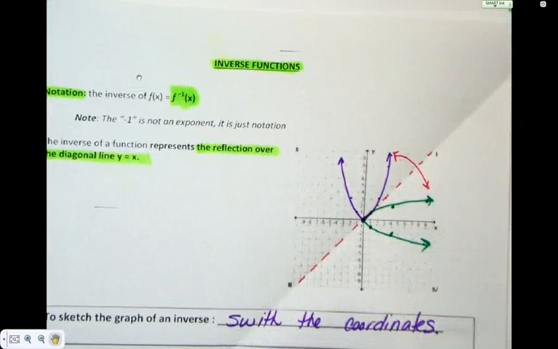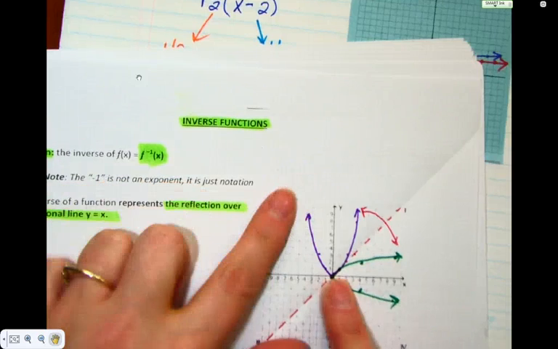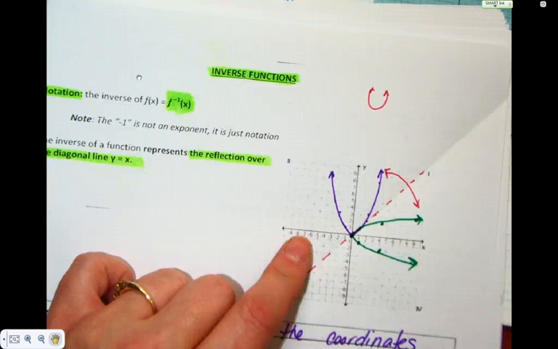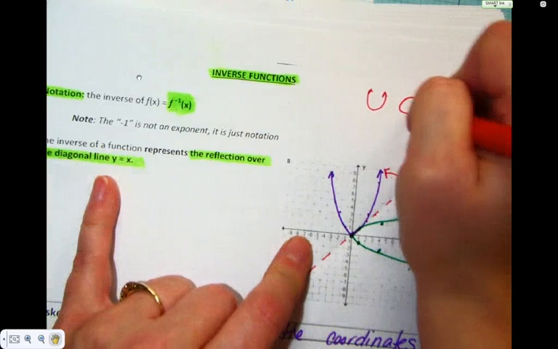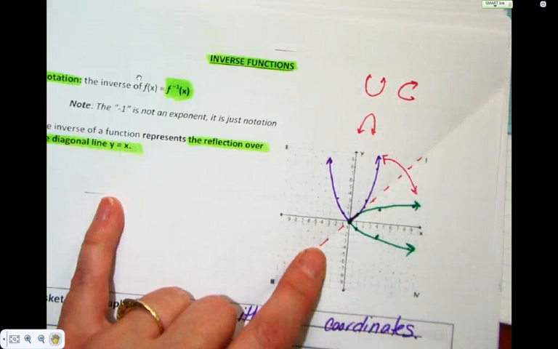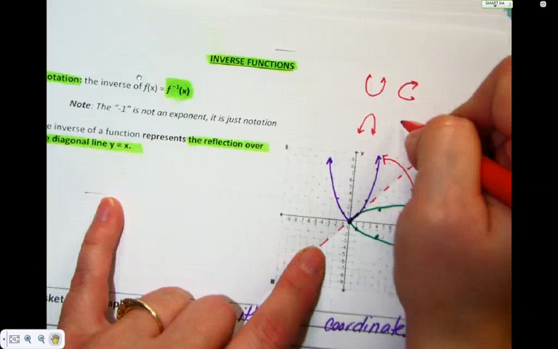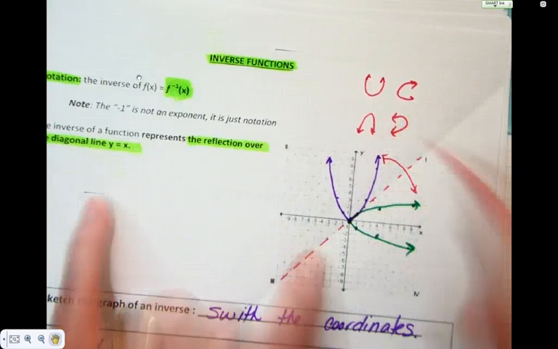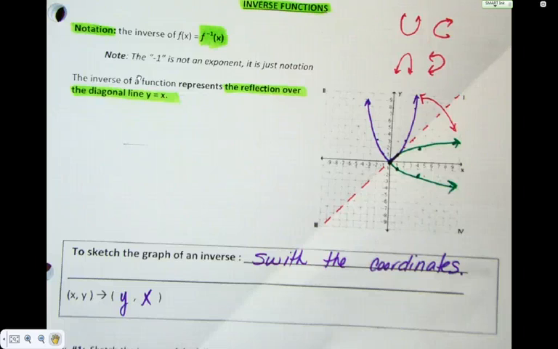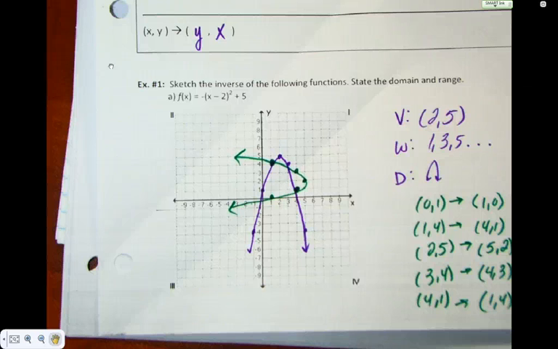So whenever we're dealing with parabolas, and we're not always going to be dealing with parabolas, but if you're a visual person, you might want to note if the original one goes up, the inverse points to the right. And if the original parabola goes down, the inverse points to the left. So that's where I lied to you, that they're not always going to go up and down. Sometimes they go side to side. Okay, turn and talk. Figure out the domain and range of our new parabola.